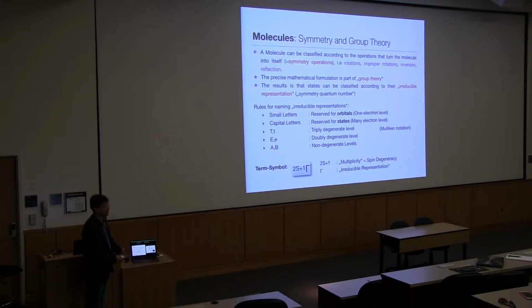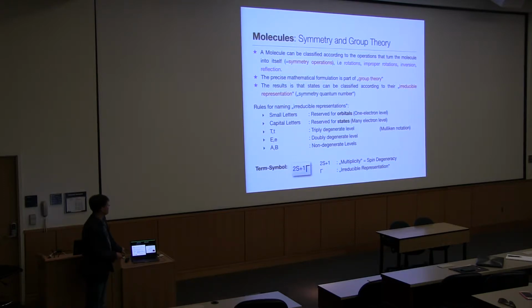Now, of course, the orbitals have a symmetry, and they transform under certain irreducible representations. And the overall state also has a symmetry. So in order to not get those confused, what's one electron and what's many electron, a very convenient convention is to use small letters and reserve them for orbitals, so one electron levels, and capital letters are always reserved for states.